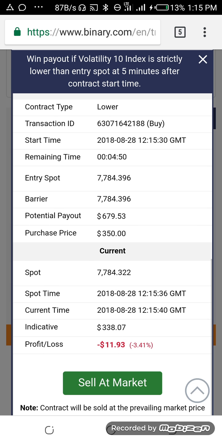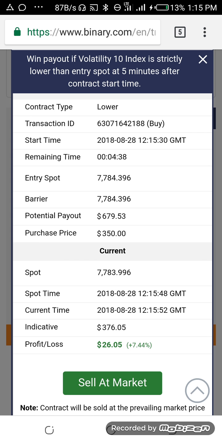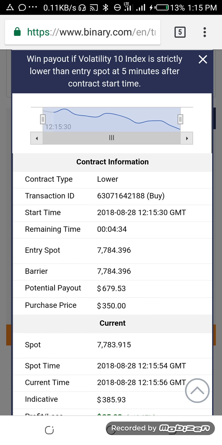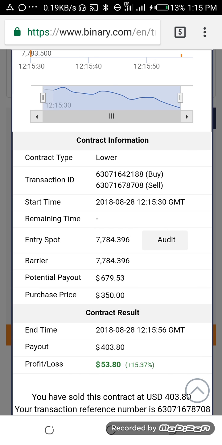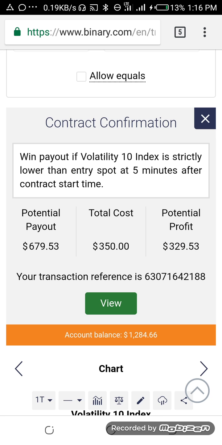Now, see this contract. There is an allowance for me to close this contract at any point in time before the closure time. So I'll wait for me to get 10 to 15%, and I'll close. Now, right now, I just made 15%. 15% of this. What did I do?